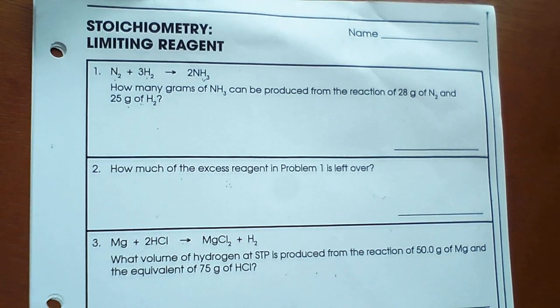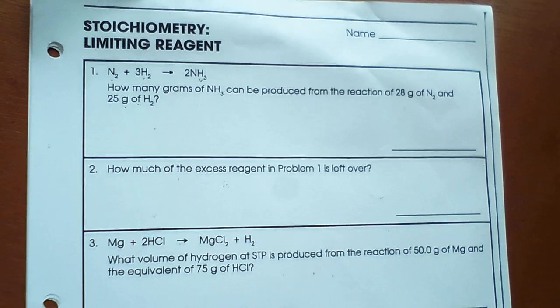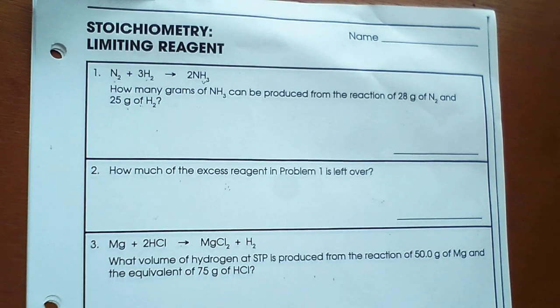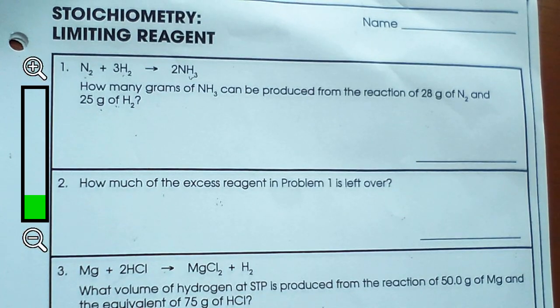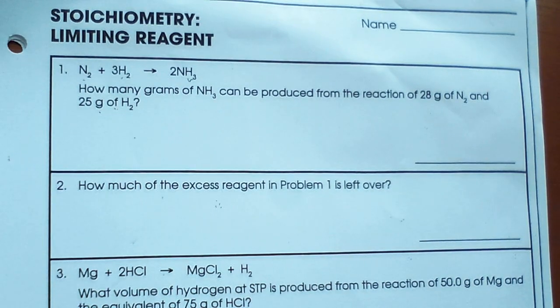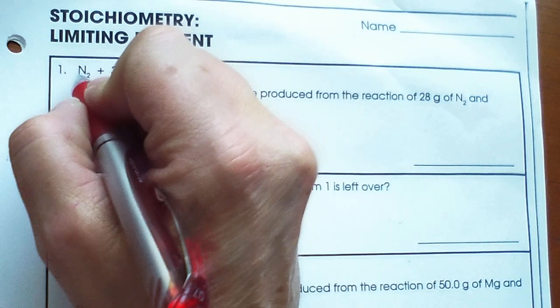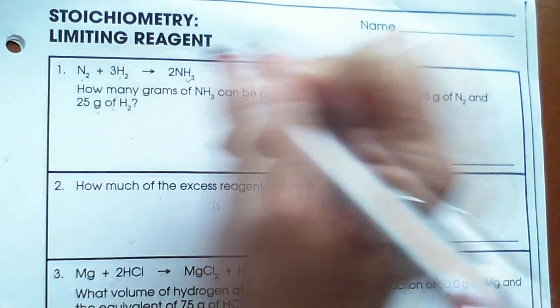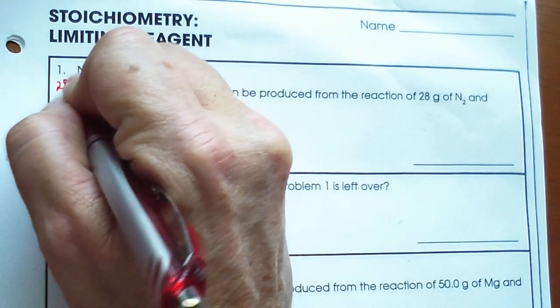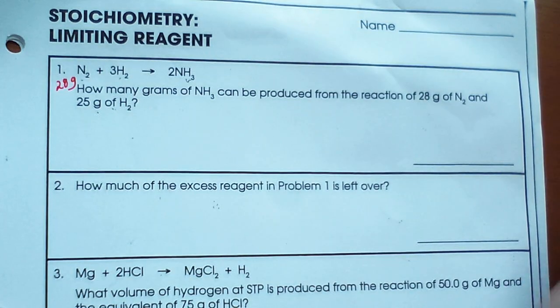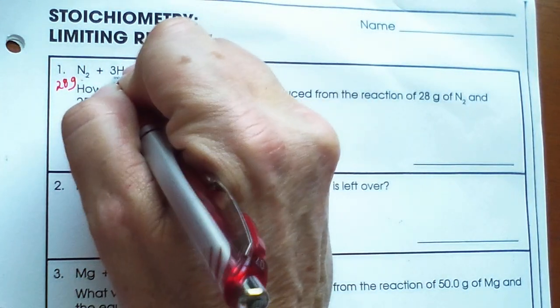Okay, so we're going to do problem 1 and problem 2. So in problem 1, here we go. How many grams of ammonia can be produced from the reaction of 28 grams of nitrogen and 25 grams of H2?